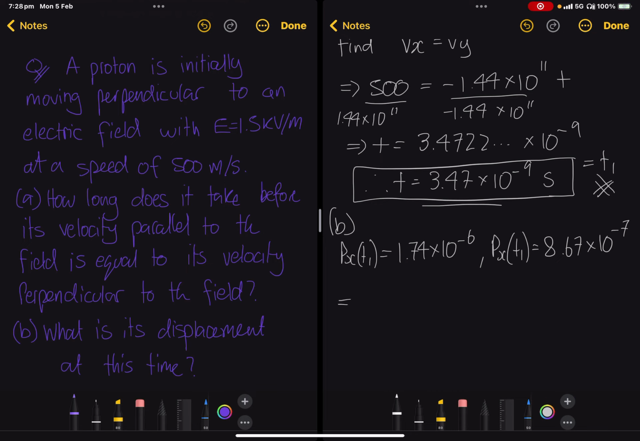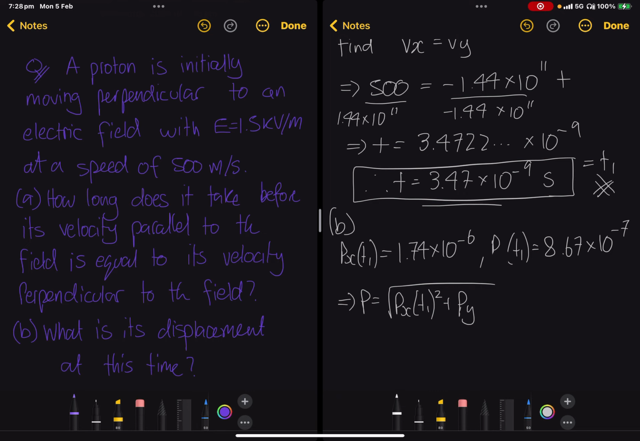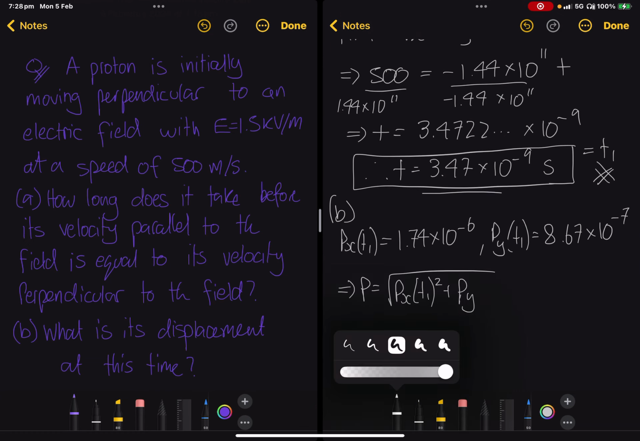So the position will be the square root of the sum of squares of these. Position will be the square root of px when evaluated at t1 squared plus py. I've written these are both px. Let me fix this up. This one is not px, this is py, because we had x first and then y second in our formulas. So py evaluated at t1 squared. So this tells me the displacement, which I'm going to call p, or the value associated with the position, is the square root of the sum of squares of these two displacements.